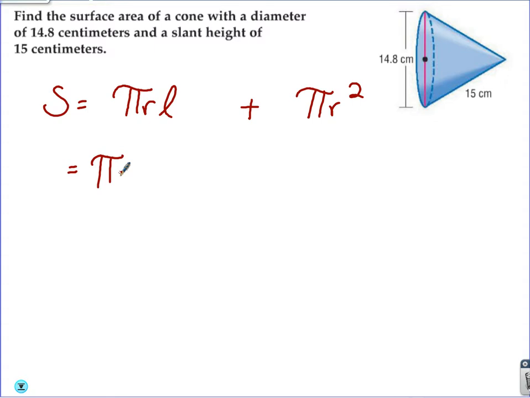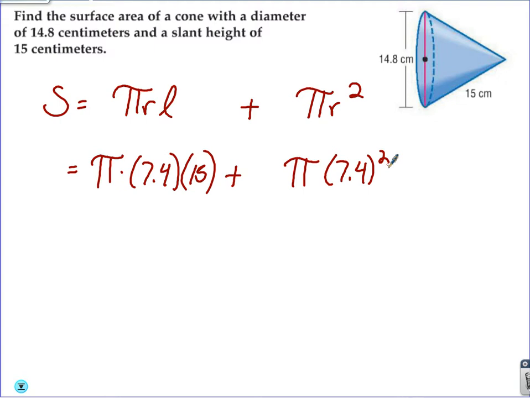My suggestion is leave it exact as long as you can, because then you don't have to deal with many decimals. What's the radius? 7.4. That's not a decimal. That's pretty good. Times slant height is 15. Plus pi, and the radius you said was 7.4, right?